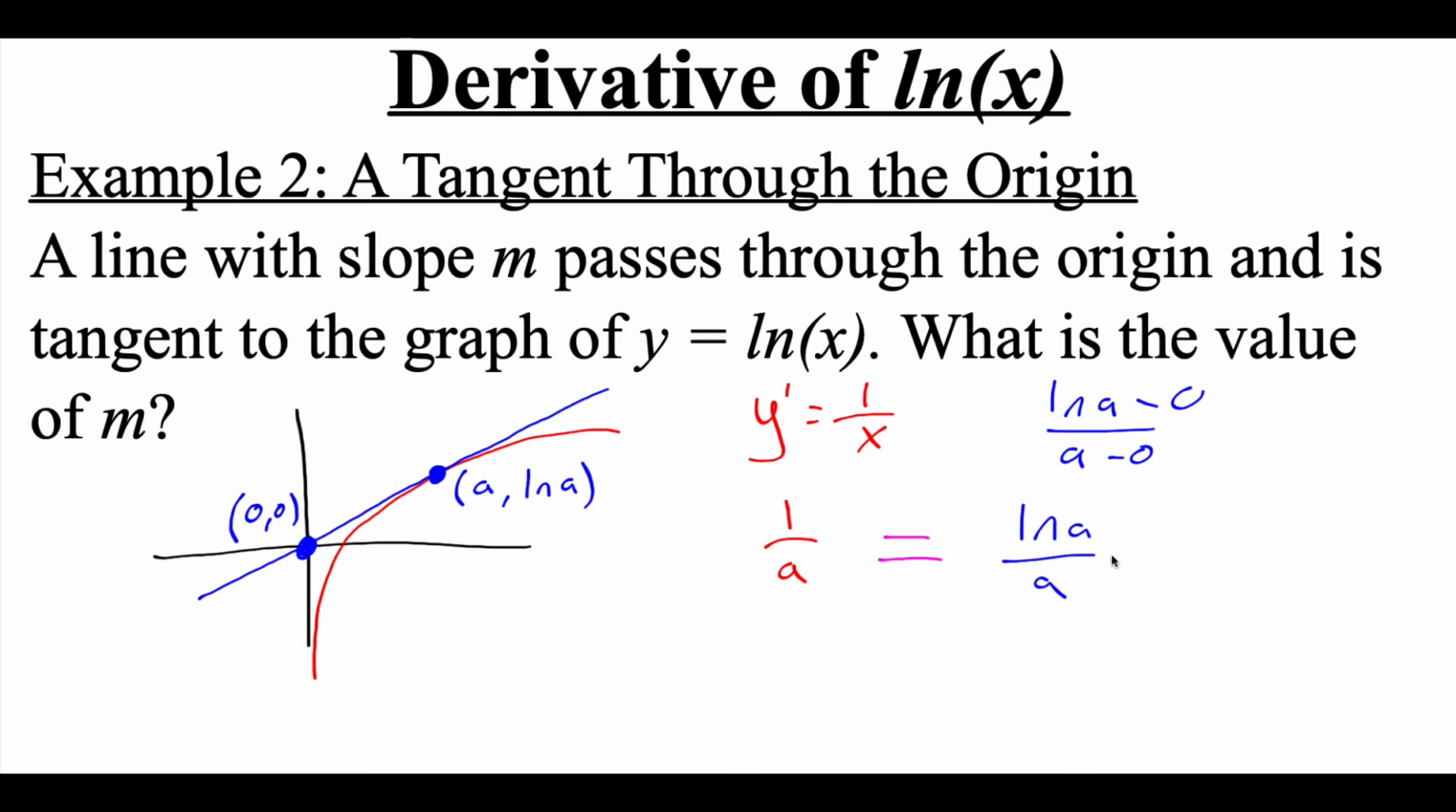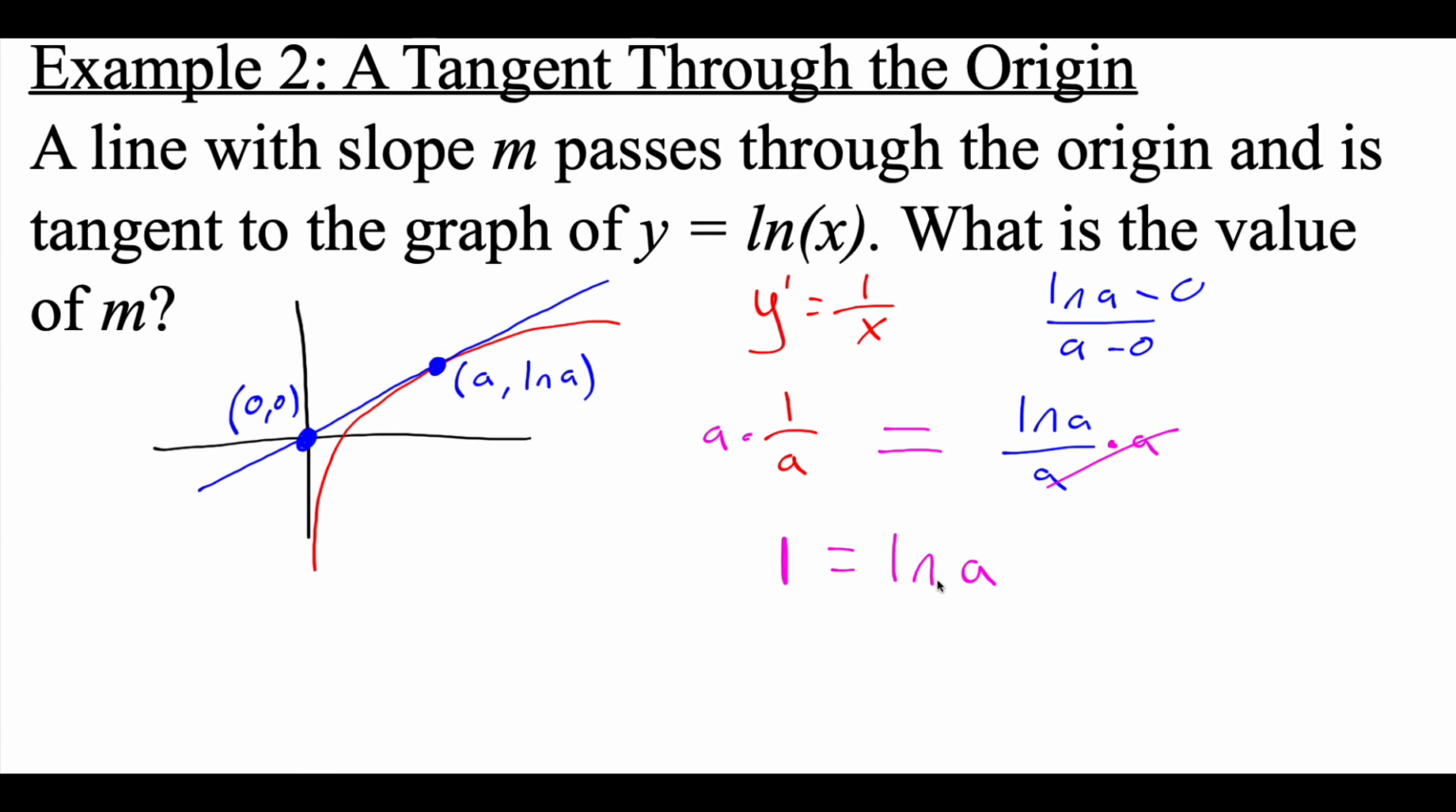What I'm going to do is take this a off of the bottom of this fraction and multiply it over to the other side. Well, if we have a times 1 over a, that just turns into 1. And then on the right-hand side, all we have left over is the natural log of a. We can take this natural log and actually rewrite it as an exponential function. Natural logs are base e, so we can rewrite this using a base of e. So this becomes e to the first power equals that a value, and e to the first power is just e. So we know that that a value is just e. So now we know that the slope is going to be 1 over e.